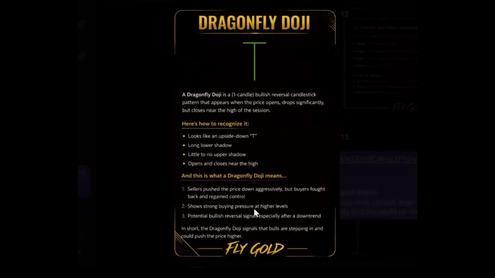Then we got the dragonfly doji, which is the opposite. This will show another sign of reversal. So it's a bullish reversal candlestick pattern that appears when the price opens, drops significantly, but closes near the high of the session. So this looks a little weird, but it looks like an upside down, well, I know this is like a regular T. Long lower shadow, little to no upper shadow, opens and closes near the high. So it's still opened and closed pretty much in the same spot.